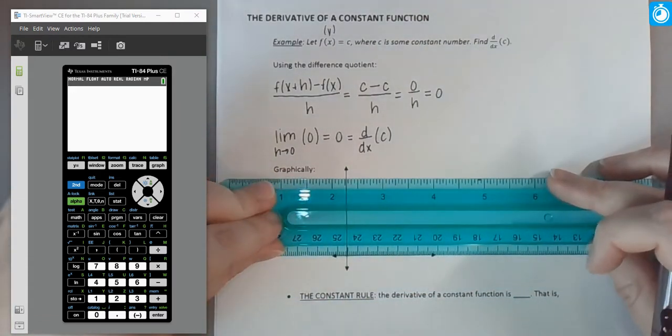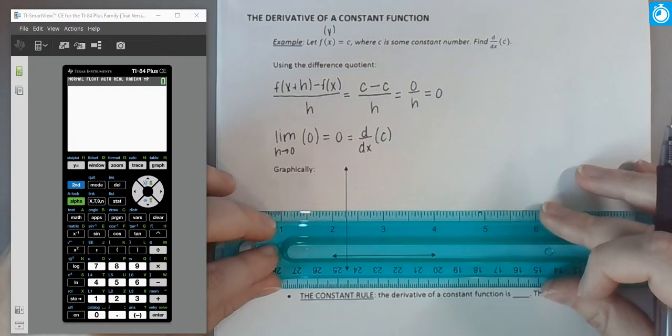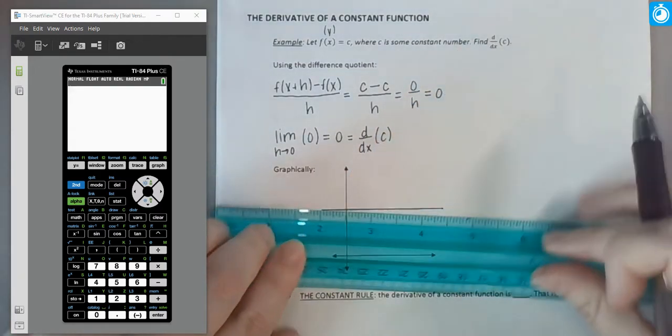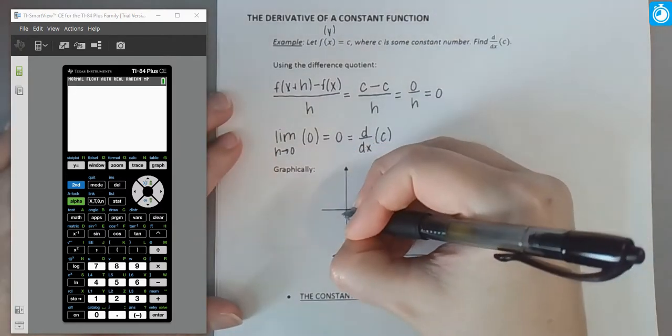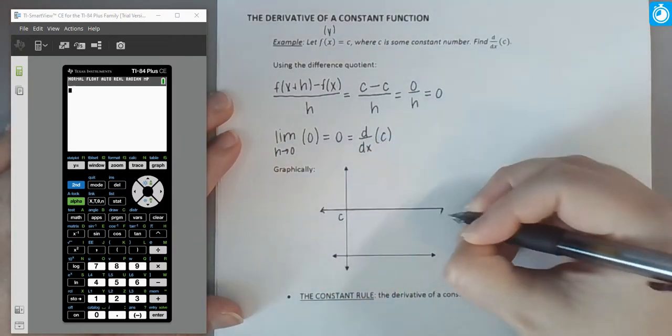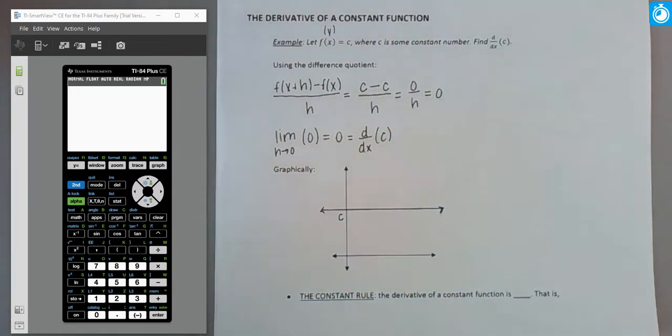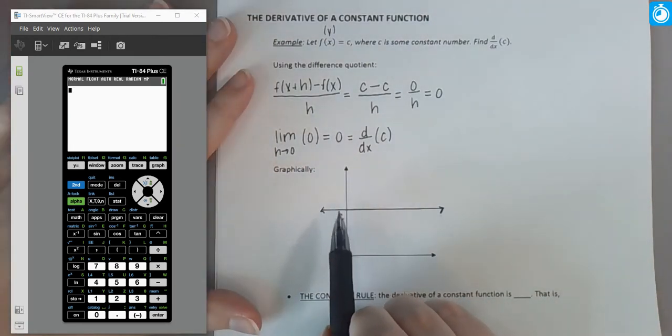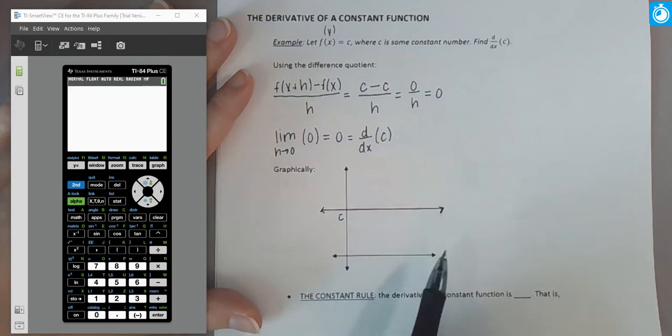So if you were to imagine drawing a horizontal line, let me scoot it down a little bit. Imagine drawing a horizontal line, specifically passing through the value c. So c is going to be some arbitrary value, we don't know what it is. Keep in mind, it doesn't necessarily have to be a positive number. It could be below the x-axis. Here, it doesn't really matter.